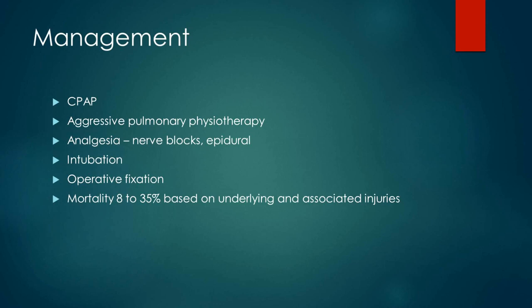So like we said, aggressive pulmonary physiotherapy, good analgesia. Nerve blocks are up and coming and incredibly helpful, especially in patients with rib fractures. If you can get anesthesia to do a rib nerve block or like an erector spinae block or something like that, that can help a ton with these patients. They may need positive pressure support, so CPAP or intubation. There is some operative fixation. Some places will do rib plating, but the majority of them are usually just supportive care. Mortality is somewhere around 8 to 35% based on underlying and associated injuries.